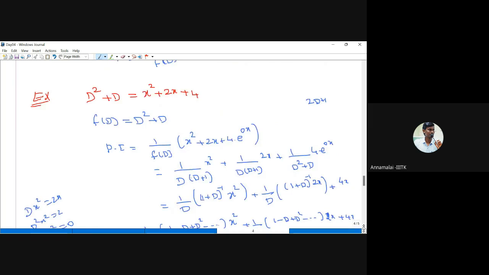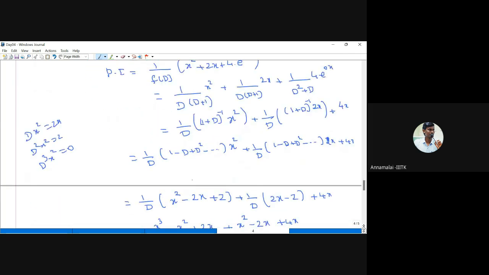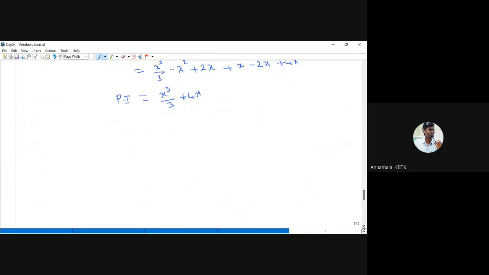Now the next case. Suppose we have a function of x and then an exponential function. Suppose the right hand side function is a product of an exponential function with some other function. In that case, what is the particular integral? Case 4: if the right hand side function capital X is some exponential function e power ax into some function V, where capital V is a function of x.